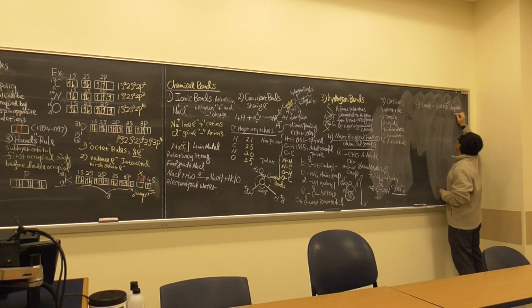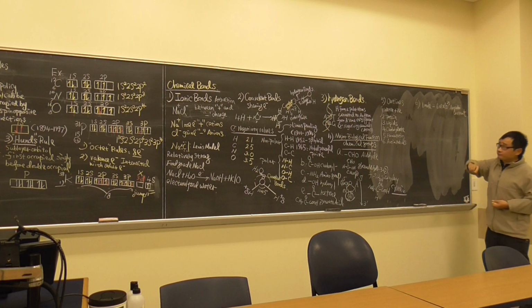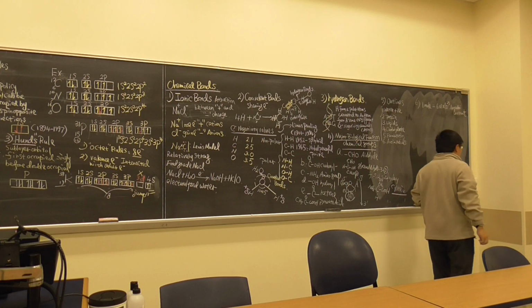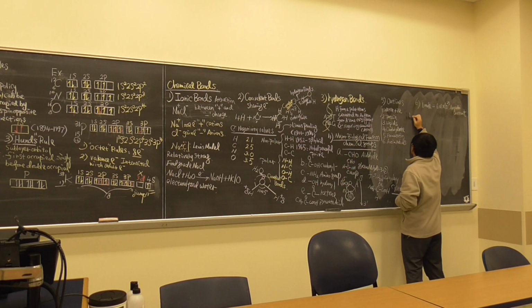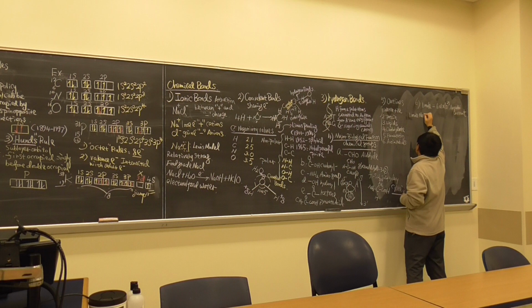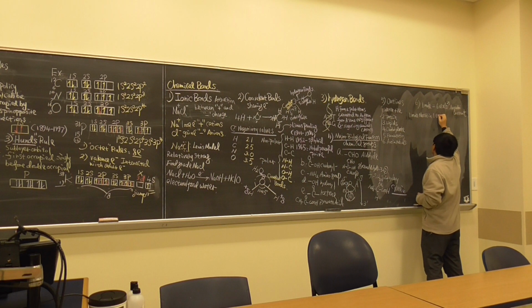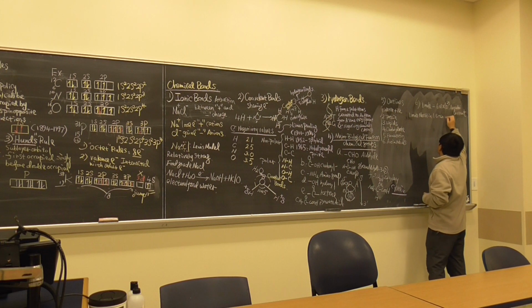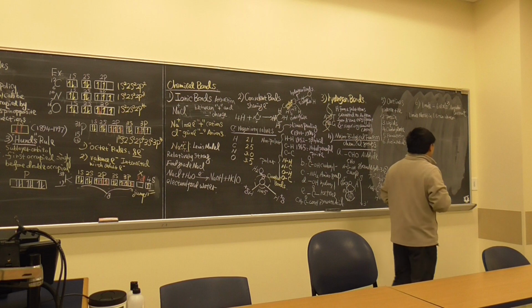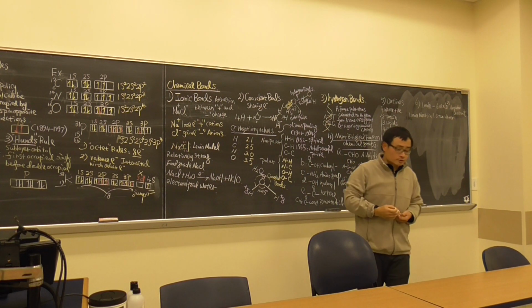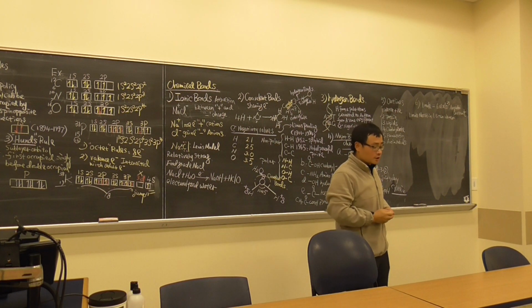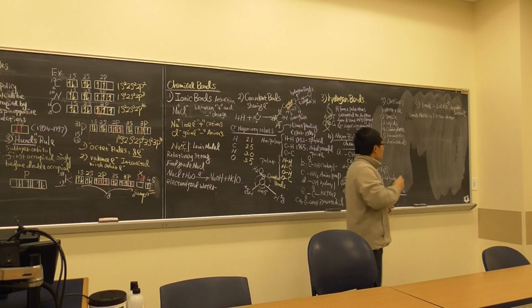Avogadro constant. So let's do a very simple math question. If I want to prepare 1 mole sodium hydroxide in 1 liter water, how should we measure how much sodium hydroxide should be there?